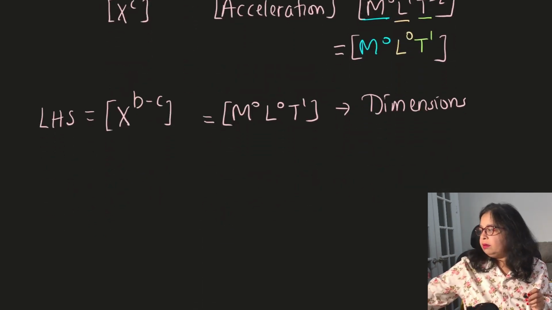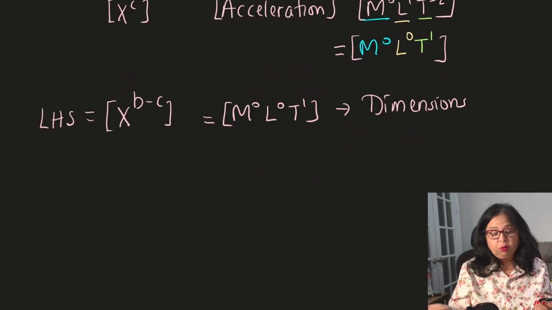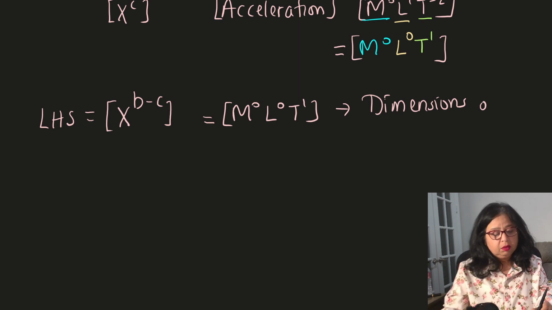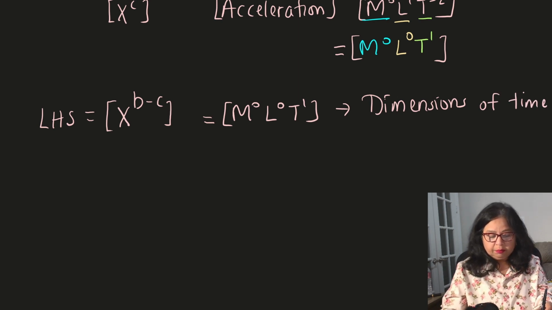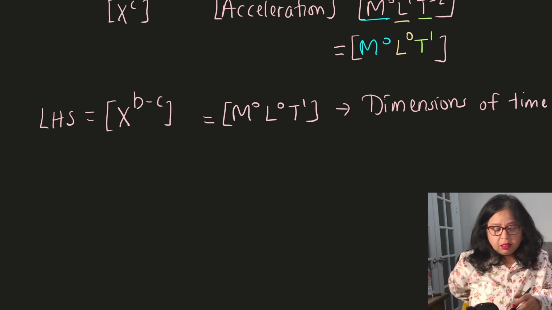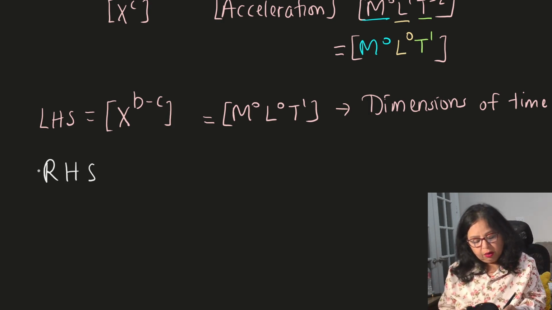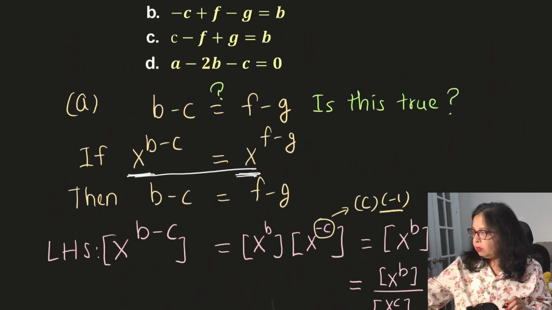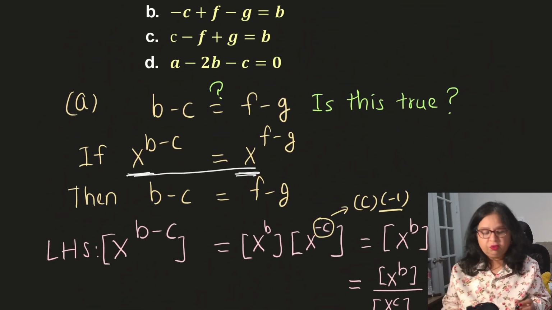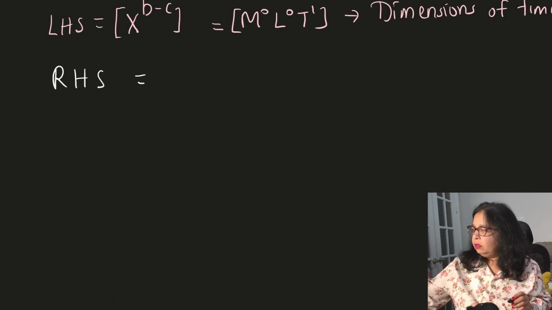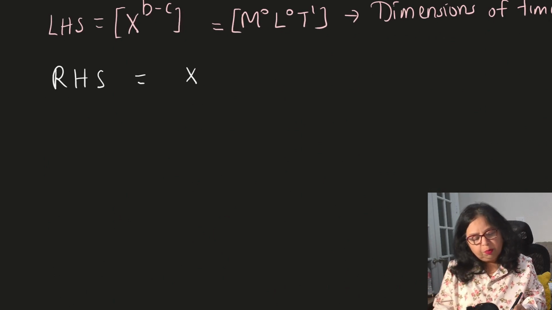Why? Because m0 and L0 both have power of 0. Dimensions of time. Okay. Now let's move to the right hand side. What does the right hand side say? The right hand side was x to the power f minus g. Alright, so let's write down x to the power f minus g.